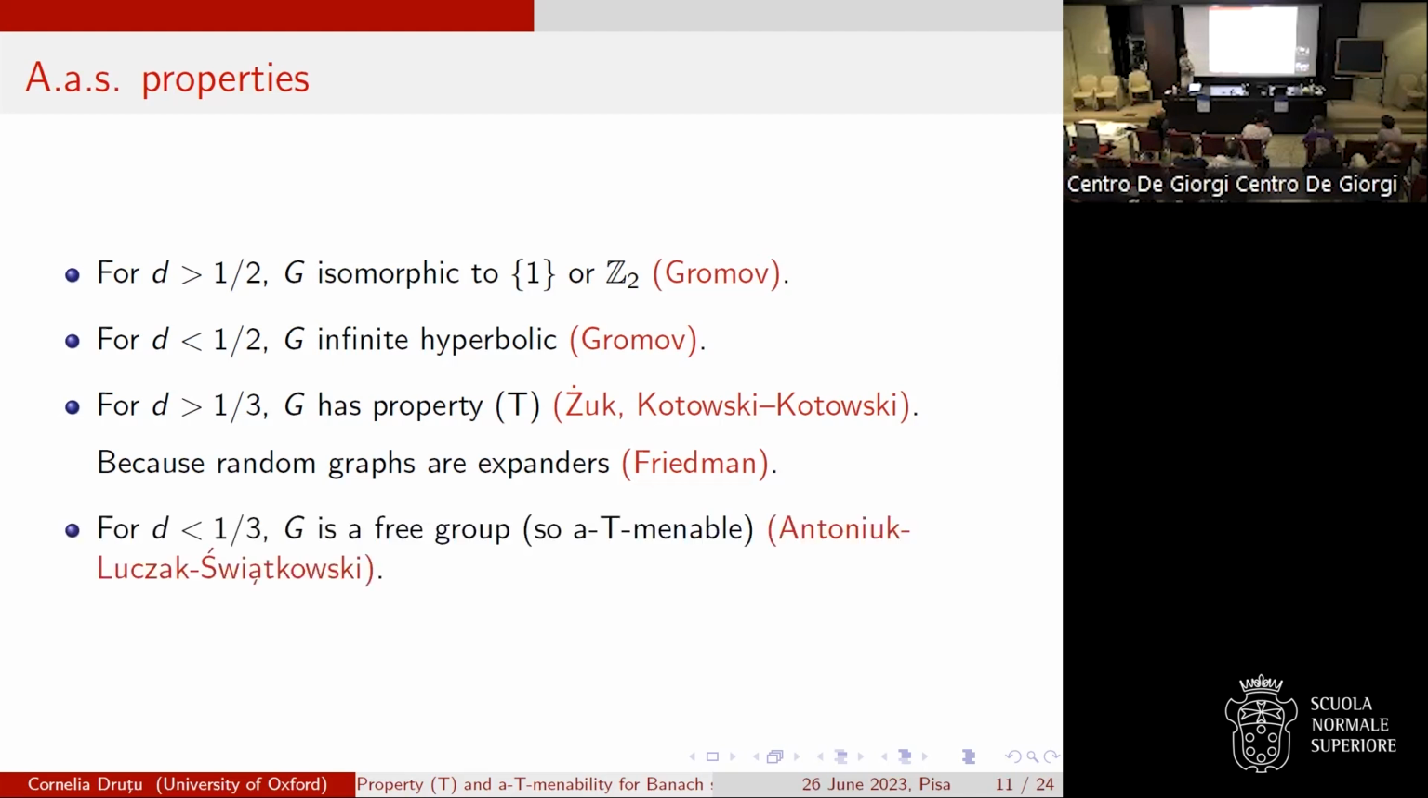Now, if we go below this threshold in the triangular model, the change is radical. The group is actually a free group, so a-T-menable. And this is due to Antoniuk, Łuczak and Świątkowski. And for d equal to a half, actually both can happen depending on whether one puts a log in the denominator or the numerator. So that means that the threshold in this case is a third for property T. Below 1/3, there's nothing to discuss. Above 1/3, we have property T.